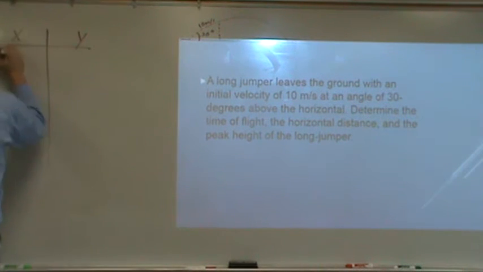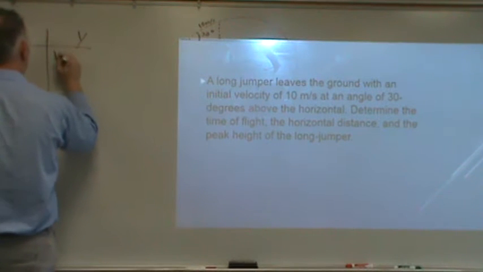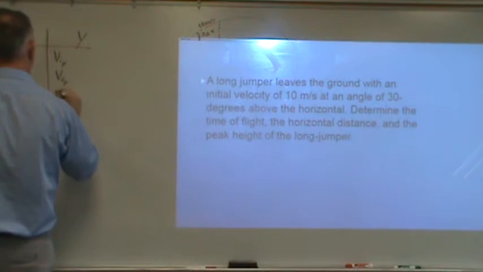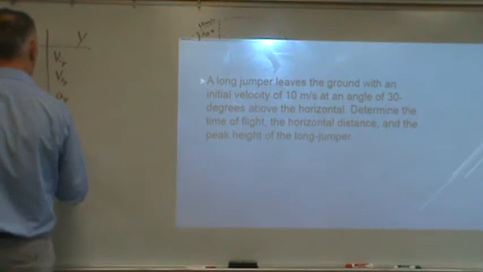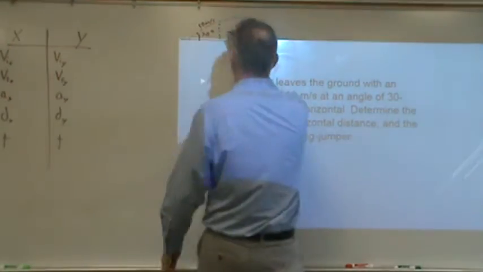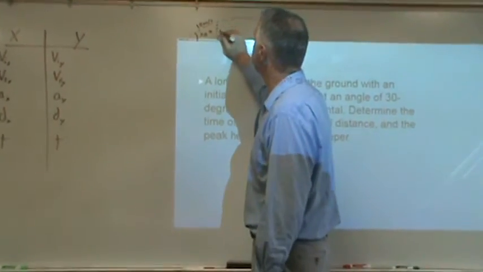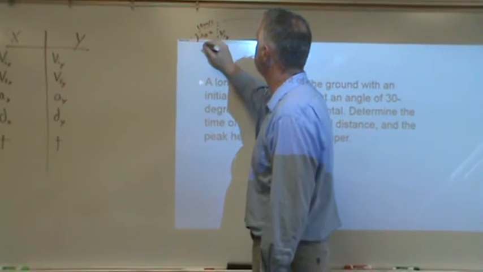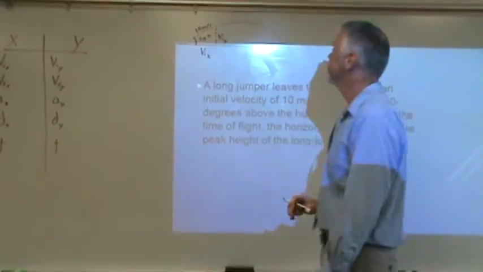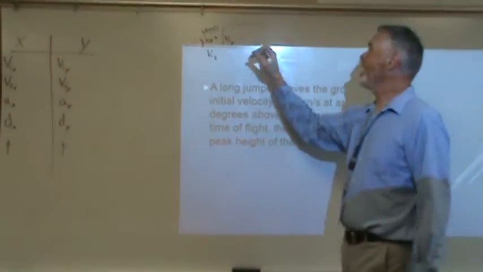Put in all our variables: initial velocity, final velocity, acceleration, displacement, time. Okay, so I have all my variables here. Right now I'm splitting up my VI, my initial velocity, so I have a VIX and a VIY. The vertical component, the up and down component, is going to be your VIY. The horizontal component is going to be your VIX. That's a Y, by the way. There we go. So, to solve for my VIY, it's my opposite side.